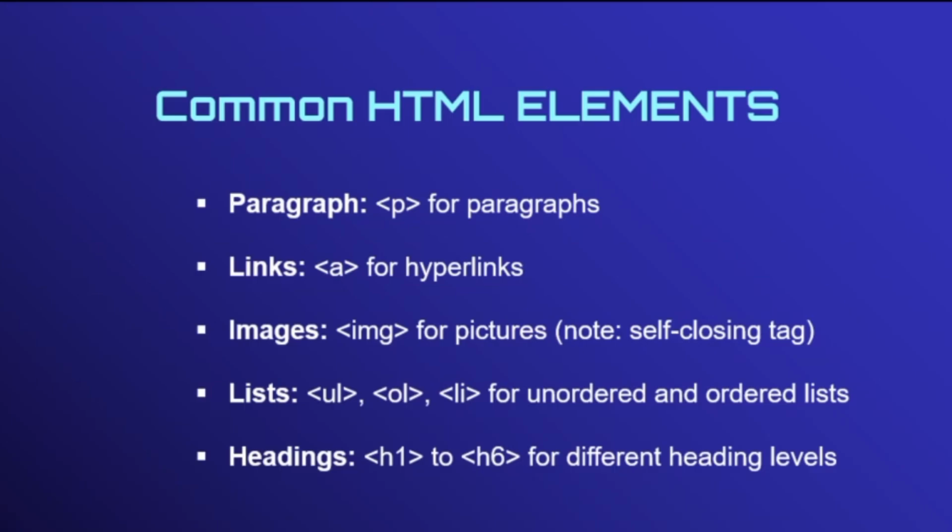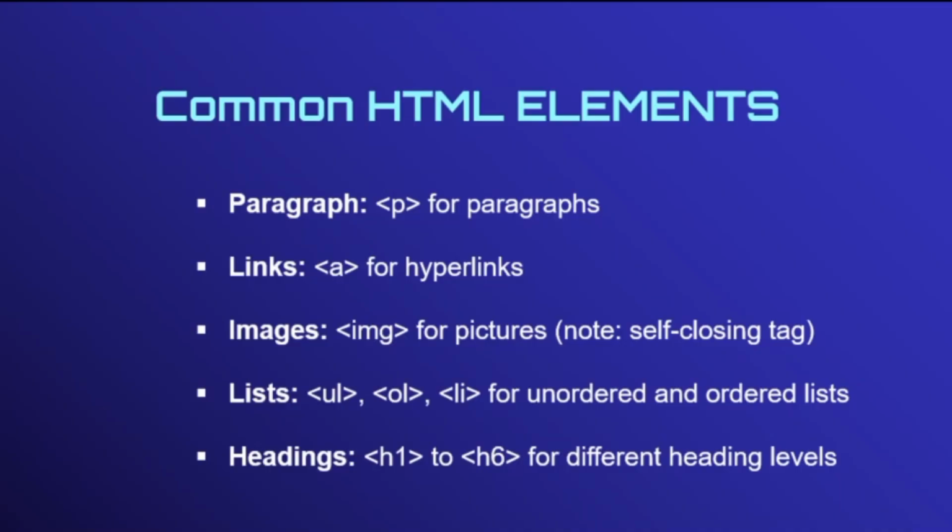So what are the common HTML elements we have? We have the paragraph tag, which was the one I just explained in our previous slide. We have the links, like the A tag for hyperlinks, which we use to link our website or our web page to other external sources. We have the image, which is the img tag for pictures. Always remember that they are self-closing tags. We are going to be discussing that shortly.